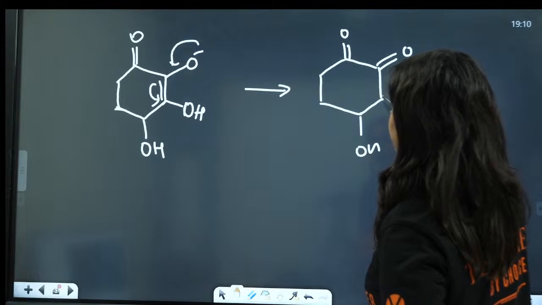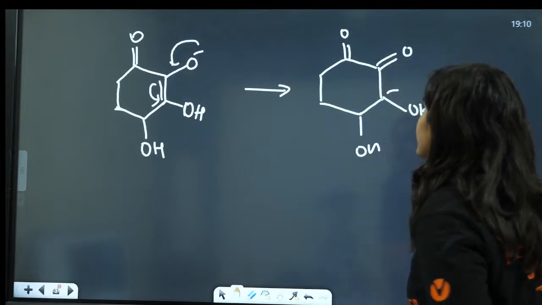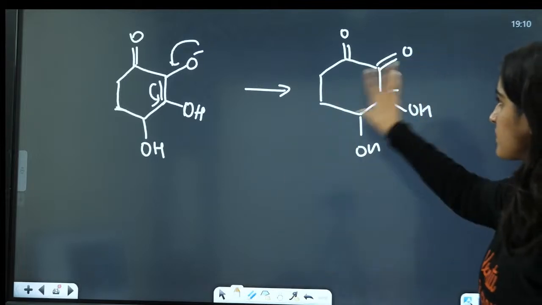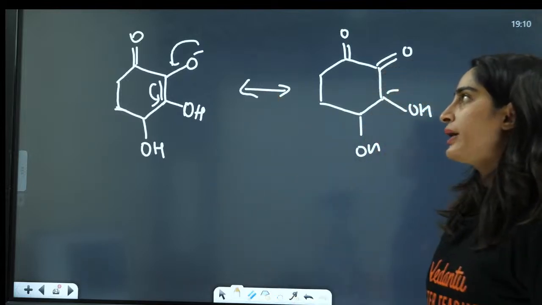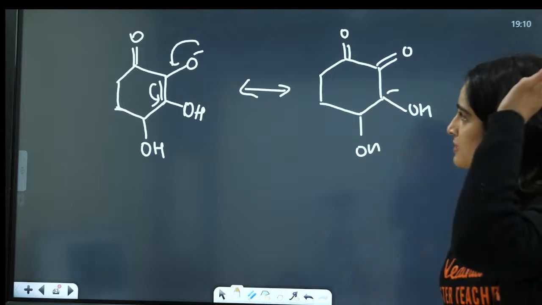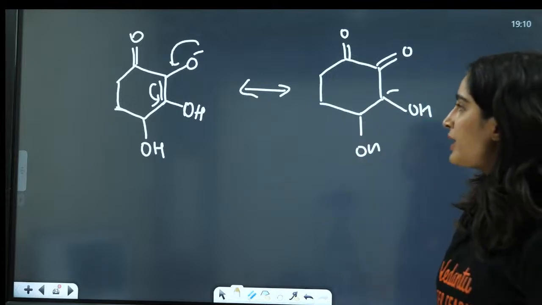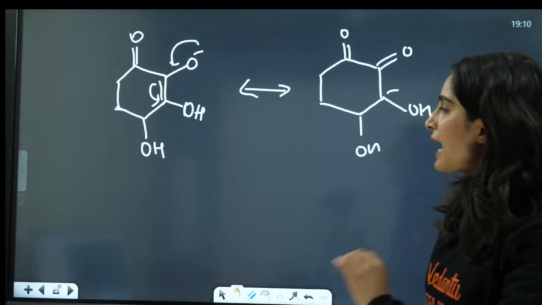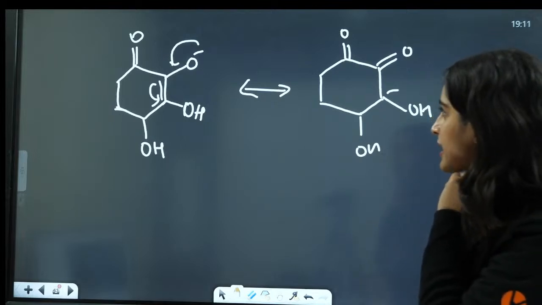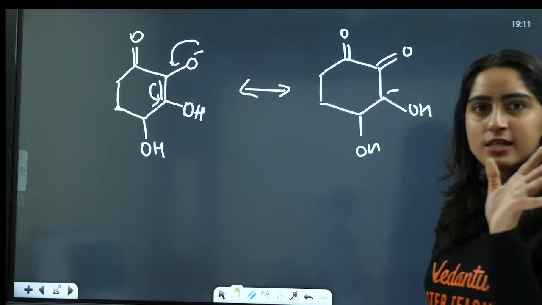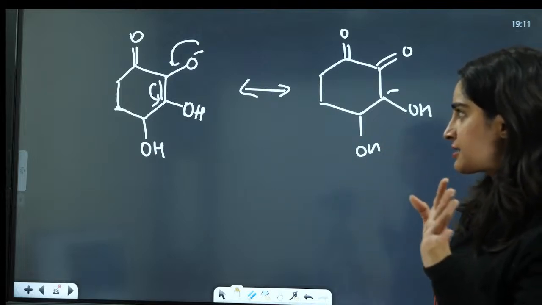This is O negative, and this is OH. This is the resonating structure. No other resonating structure is possible in this case. Can you see any other resonating structure here? I can't see any other resonating structure in this case, right?